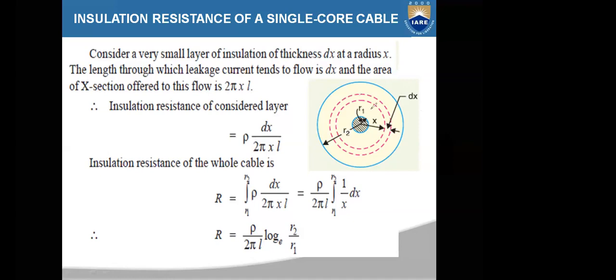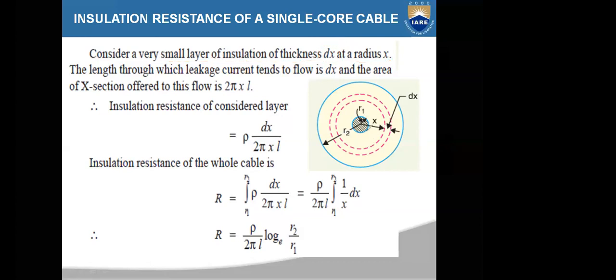To calculate the insulation resistance of a single core cable, let us first take a cable which is having a core radius of R1 and an intersheath radius of R2. Intersheath radius is nothing but your insulation radius. Now consider a small layer of insulation having thickness dx at a distance of x meters from the center of the cable.